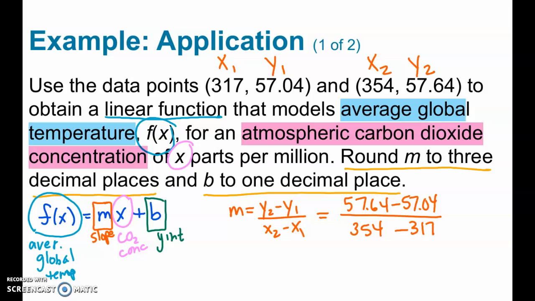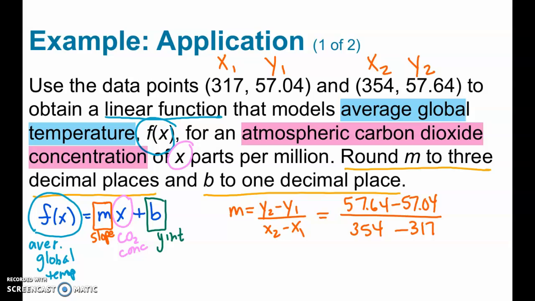All right, so we are still in 1.4 and we are looking to finish up this application problem. This application problem says that we have these data points. We're going to use the two data points that were given, the XY ordered pairs, to create a linear function that models this average global temperature for an atmospheric carbon dioxide concentration of X parts per million. So we want to write this in slope-intercept form.